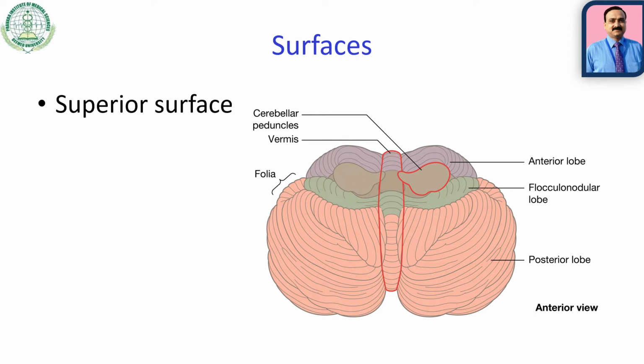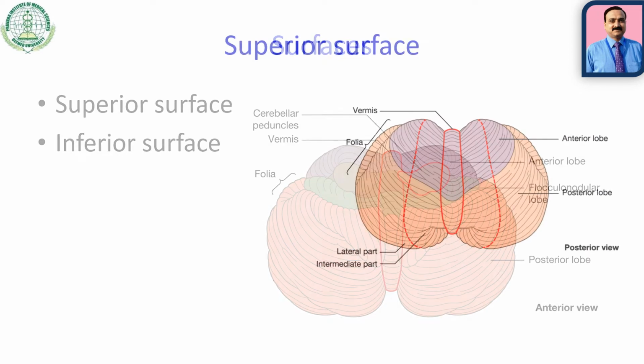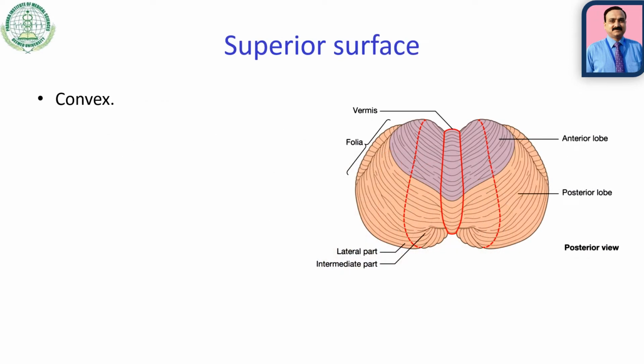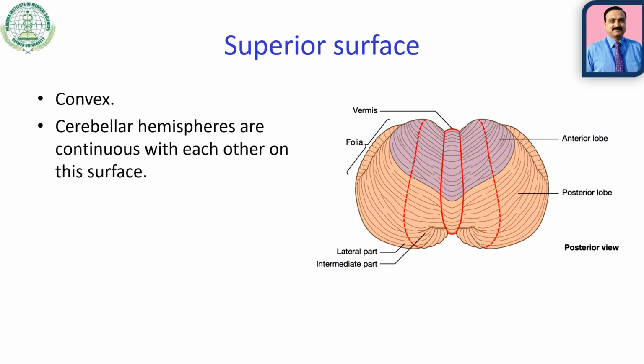Now coming to the surfaces, it has two surfaces. So you can see this is the superior surface and this one is the inferior surface. The superior surface is convex. Cerebellar hemispheres are continuous with each other on this surface. So you can see they are continuous with each other.